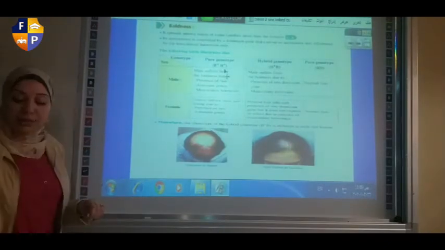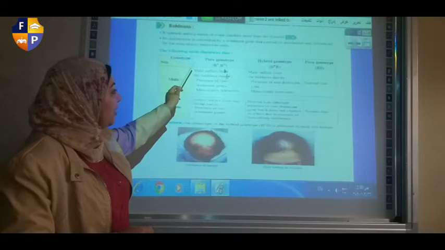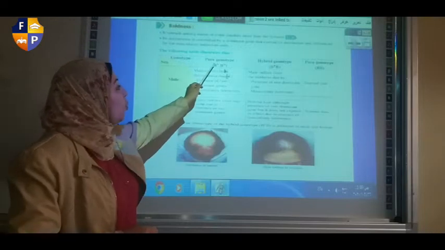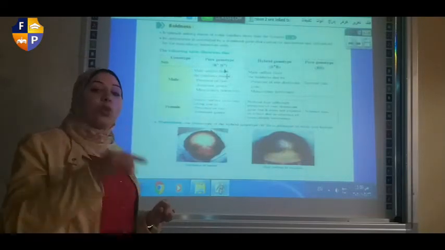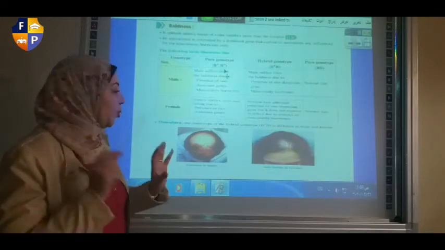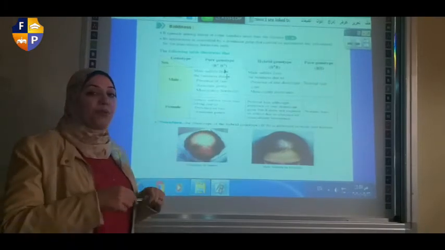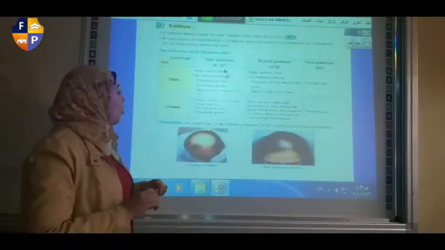Okay? Now, in males, the pure genotype acts due to the presence of two dominant genes and also due to the presence of male hormones called testosterone. So the male in this case suffers from baldness. Okay? Why?